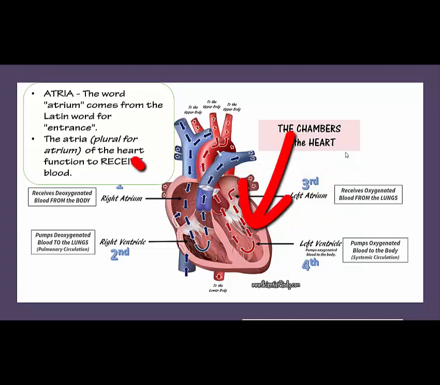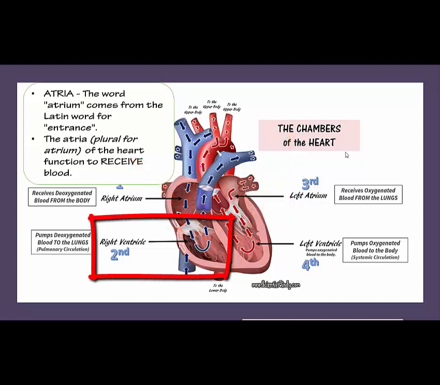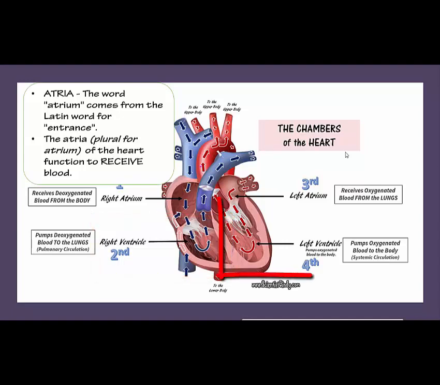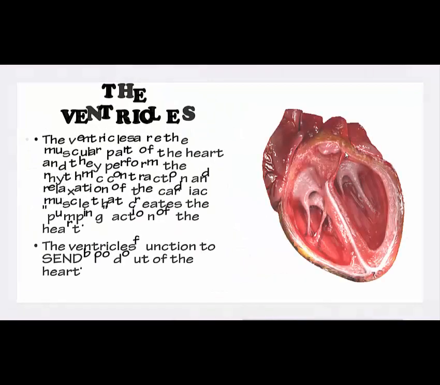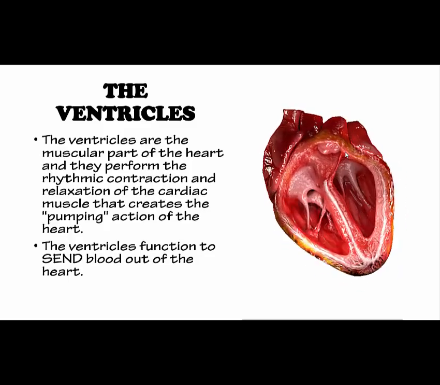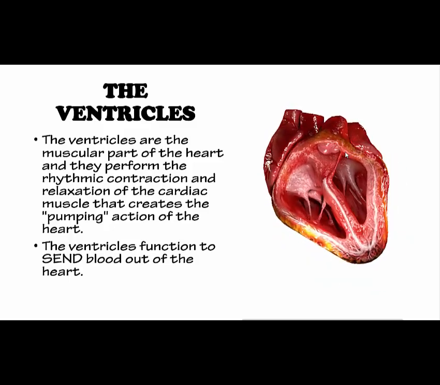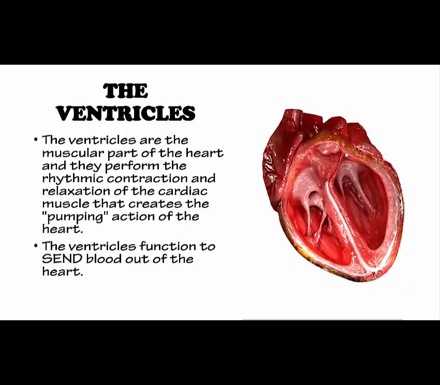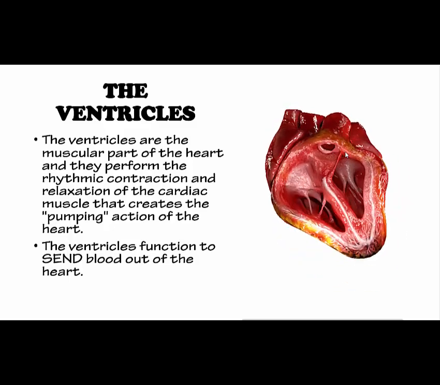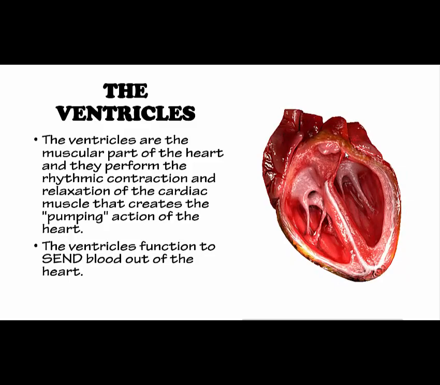The ventricles are the 2 chambers that are going to send blood out from the heart. The right ventricle is going to pump deoxygenated blood to the lungs for the pulmonary circulation. The left ventricle pumps oxygenated blood to the body for systemic circulation. The ventricles are the muscular part of the heart, and they perform the rhythmic contraction and relaxation of the cardiac muscle that creates the pumping action of the heart. The ventricles function to send blood out of the heart.